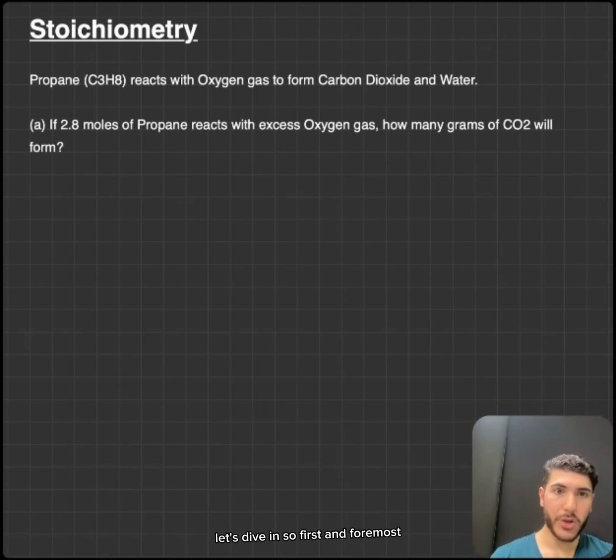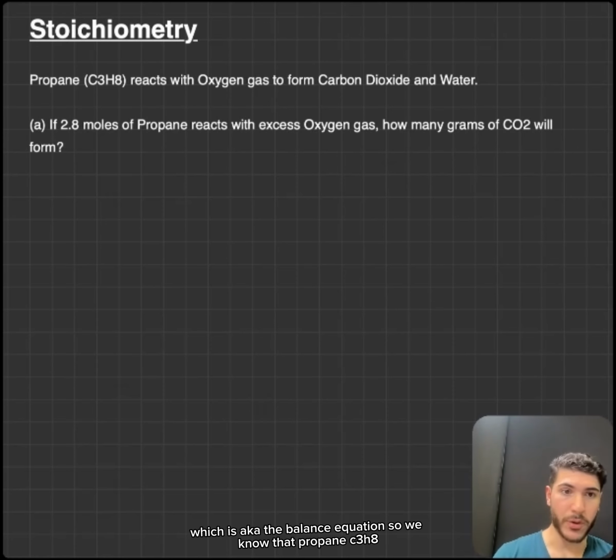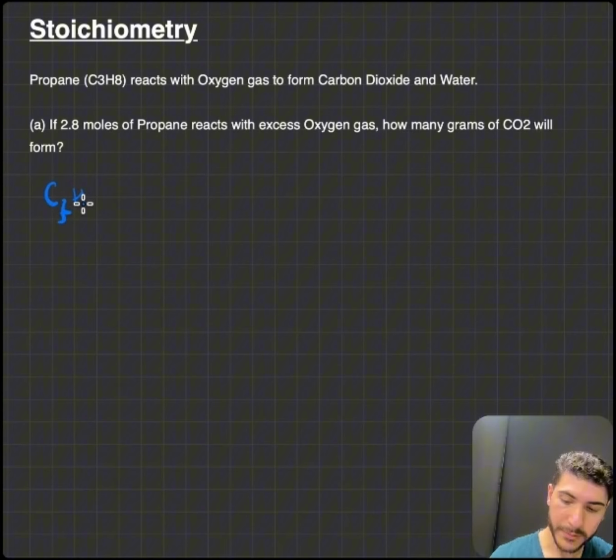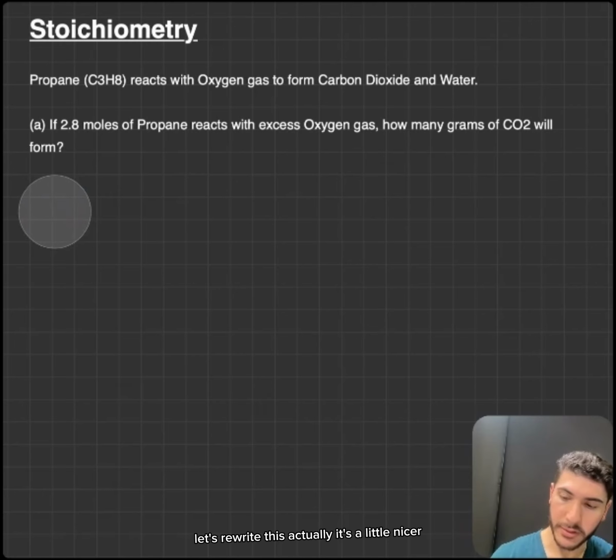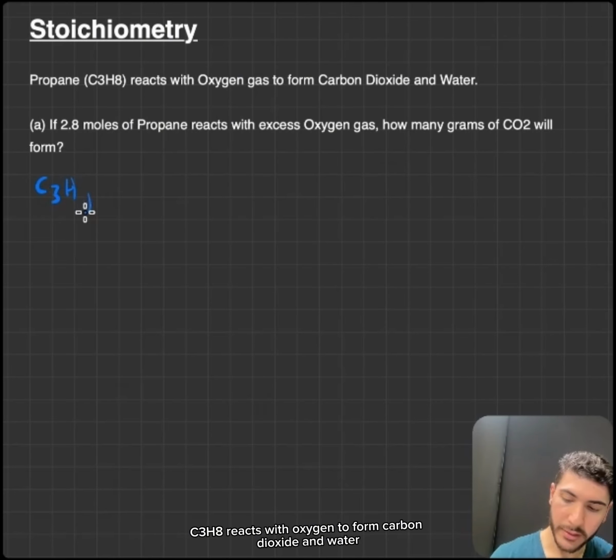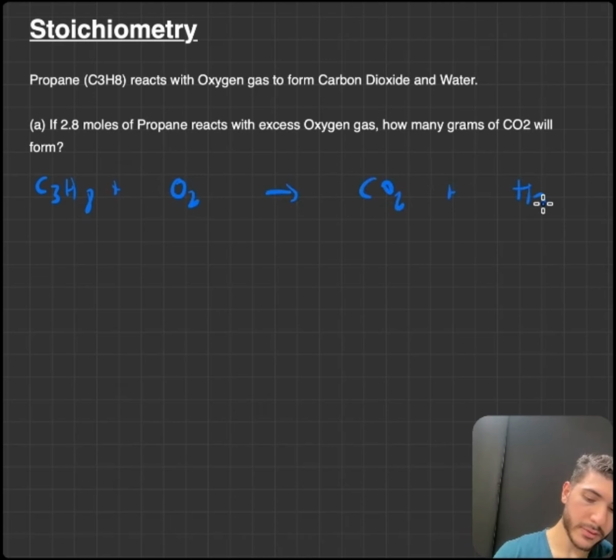Let's dive in. First and foremost, we need a recipe, aka the balanced equation. So we know that propane, C3H8, let's rewrite this, it's a little nicer. C3H8 reacts with oxygen to form carbon dioxide and water.